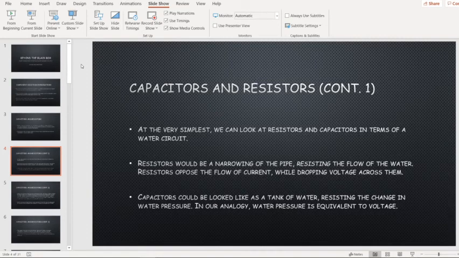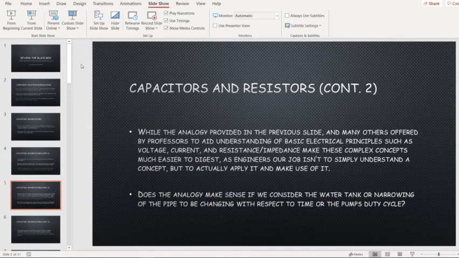So you can also think of voltage in the old speak term, electrical pressure, which is sometimes seen in older texts. While the analogy provided in the previous slide, and many others offered by professors to aid understanding of basic electrical principles such as voltage, current, and resistance or impedance, make these complex concepts much easier to digest, as engineers, our job isn't simply to understand a concept, but to actually apply and make use of it.